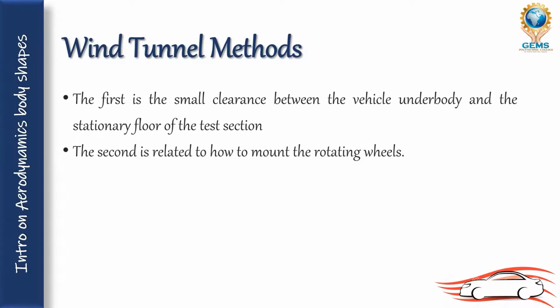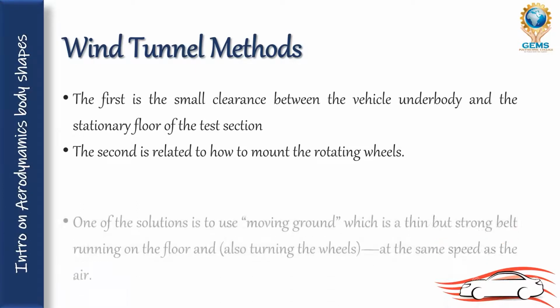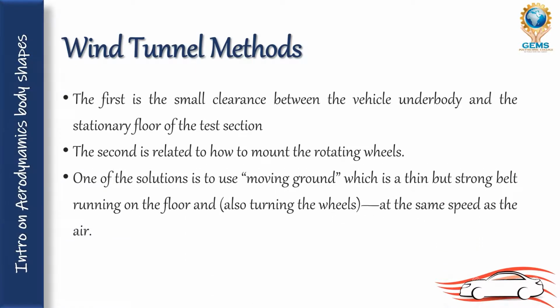The second is related to how to mount the rotating wheels, how they must be mounted. Okay, so the flow will be there. In the previous point, it is telling about the vehicle underbody. So that is how the wheels have to be mounted. The third solution is to use a moving ground, which is a thin but strong belt running on the floor at the same speed as the air.